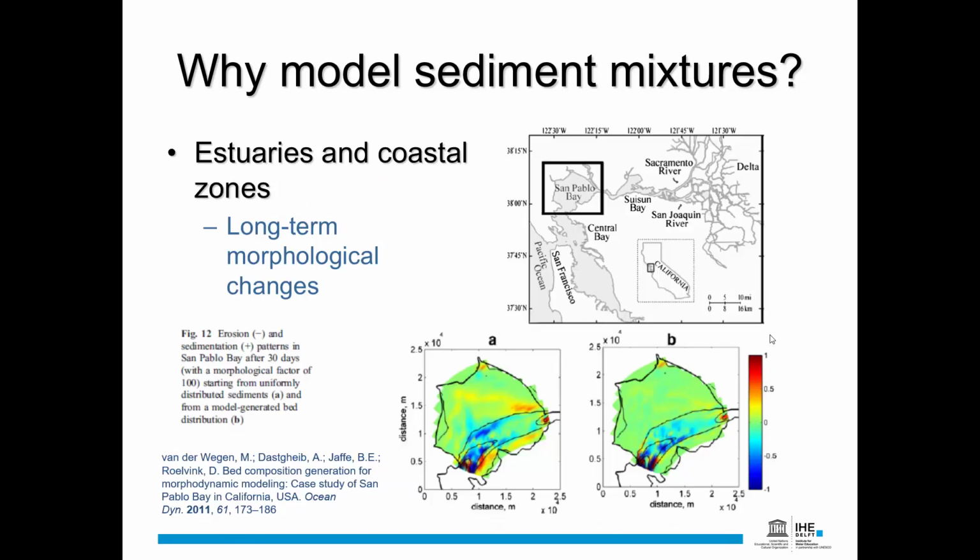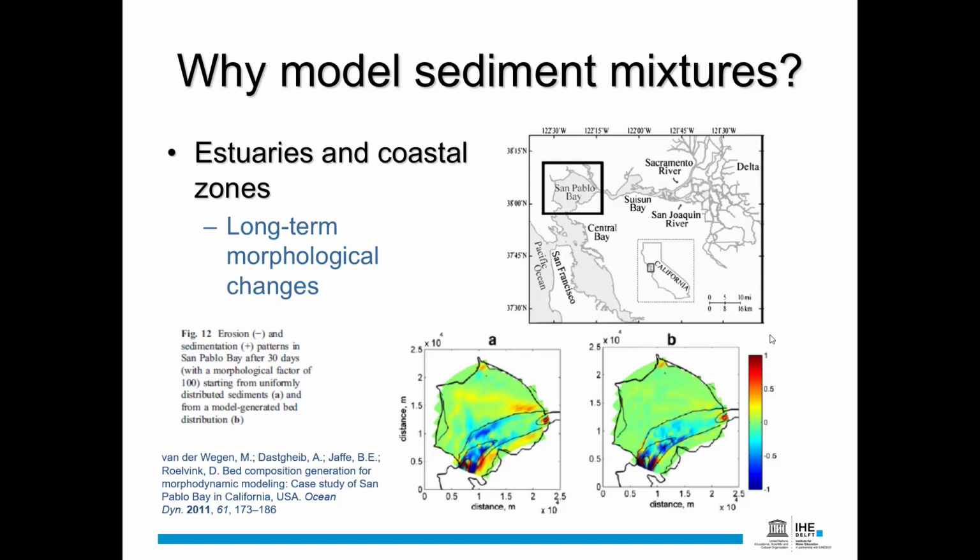Or in other cases that the sediment mixture is important is a long-term morphological behavior of estuaries in coastal zones and also other bays. For example, in this study that we have done for San Pablo Bay in the United States, we have shown that if we don't consider the mixture of sediment and different type of sediment in our simulations and compare it with the simulations which included different fractions of the sediment, the results are very different. And the one with sediment mixtures are closer to the reality.